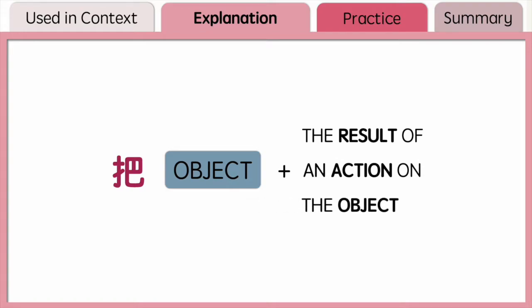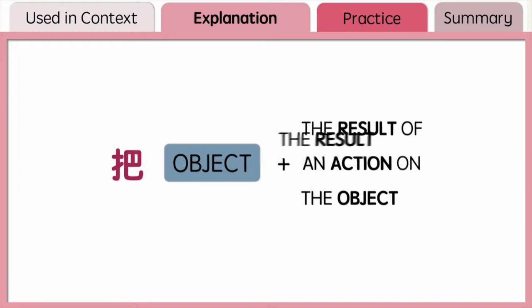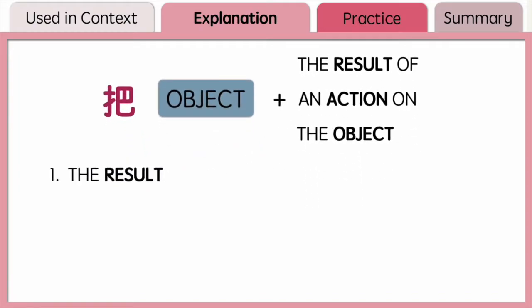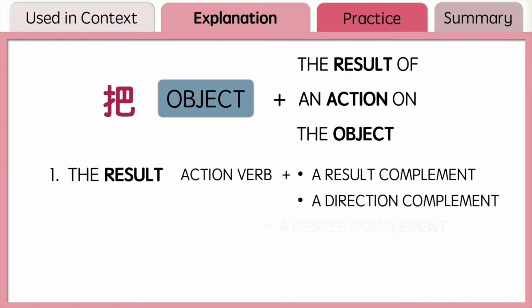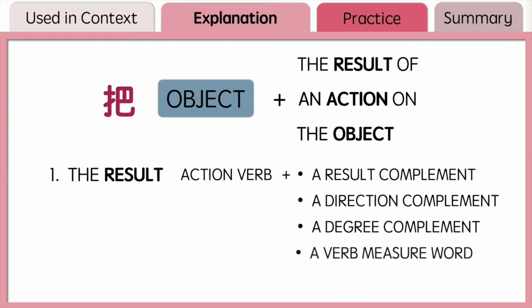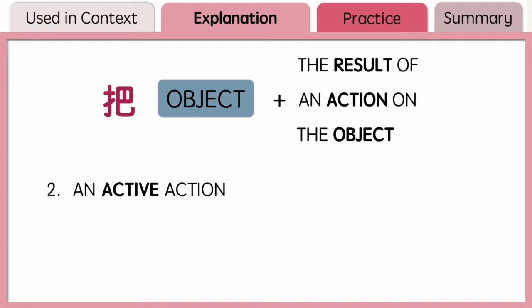By and large, there are three things you must pay attention to regarding the ba structure. First, it must end with a detailed result. And thus, the action verb is typically followed by a result complement, a direction complement, a degree complement, a verb measure word, or le. For more details on the use of these complements or the particle le, you can reference the links below.